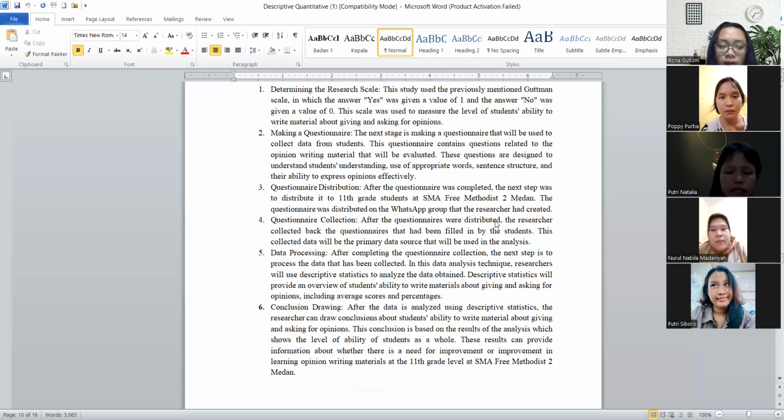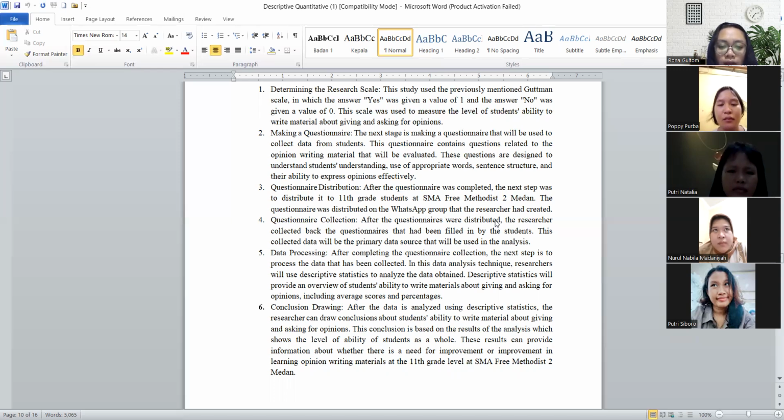The fifth step is data processing. After completing the questionnaire collection, the next step is to process the data that has been collected. In this data analysis technique, researchers will use descriptive statistics to analyze the data obtained, and the descriptive statistics will provide an overview of students' ability to write materials about giving and asking for opinions, including average scores and percentage.